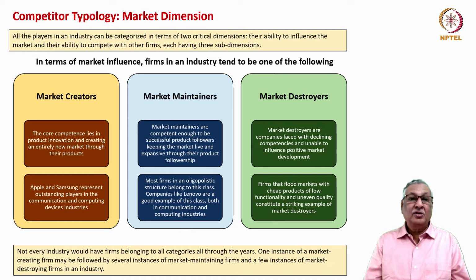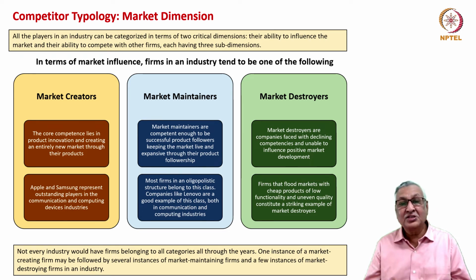At the beginning, I talked about two fundamental market dimensions, that is, the ability to influence the market and the ability to compete with the other firms. And each of these dimensions has three sub-dimensions. In terms of influence in the market, firms typically are of three types. They can create their markets, they can just maintain their markets, and some destroy the market.